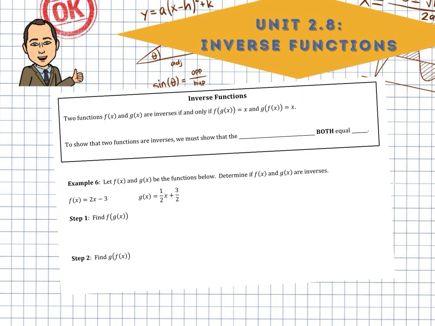Because I like to live dangerously, I'm going to ignore everything that's going on up here, and I'm just going to skip right to the setup here. Let f of x and g of x be functions. Cool. Determine if they're inverses. All right, so step 1 here, it says find f of g of x.